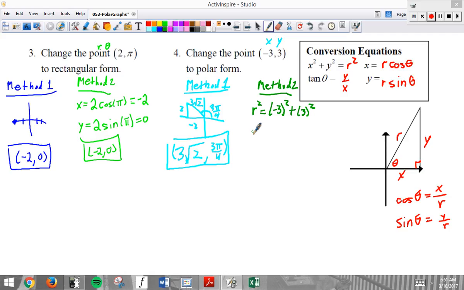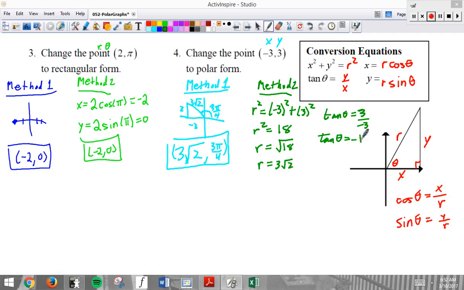So we end up doing the same work. Again, that's not work for me. I know it's 3√2. R squared equals 9 plus 9, 18. So in the AP test, sometimes you wouldn't have to simplify that. Most times you would, until you got to 3 root 9. And then tan theta equals 3 over negative 3. Tan theta equals negative 1.